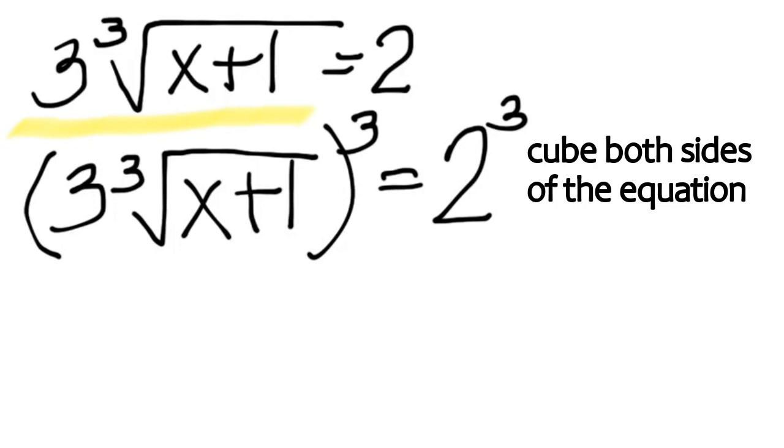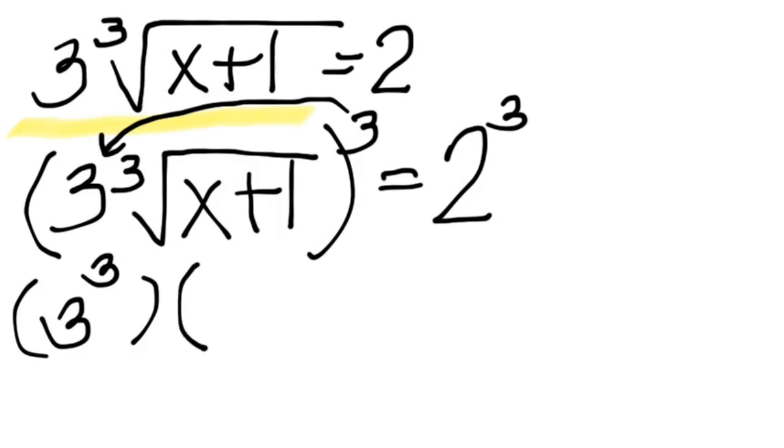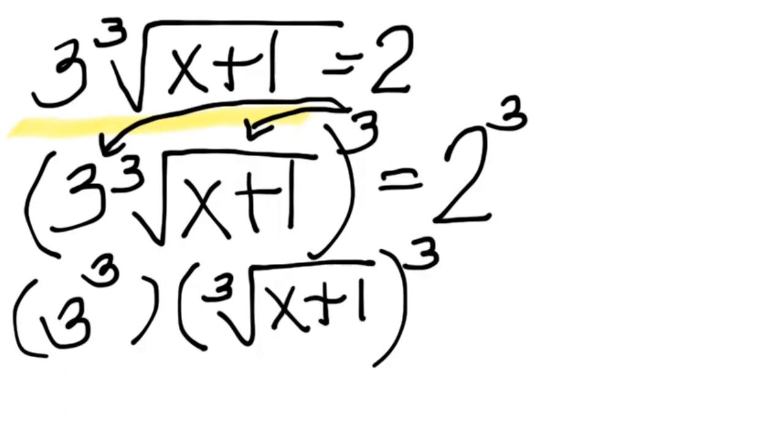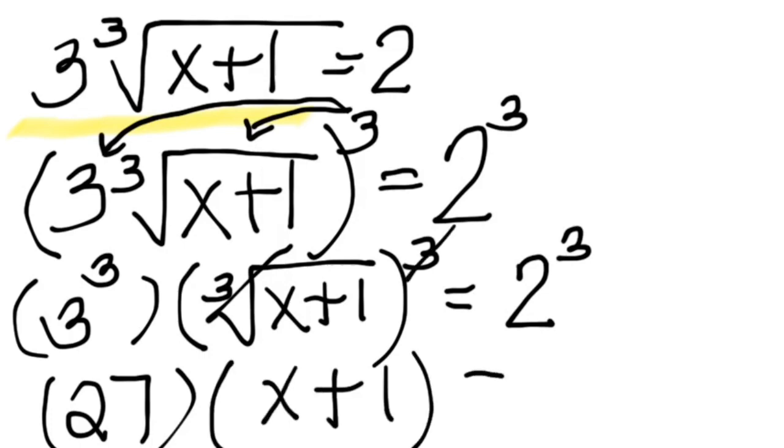So we're going to distribute 3 to those terms inside the parentheses. So we're going to have 3 cube times this term, which is cube root of x plus 1 raised to 3 is equal to 2 cube. Let us simplify. So we all know that 3 cube is 3 multiplied to itself 3 times. So 3 times 3 times 3, that would be 27 times cube root of x plus 1 raised to 3. So cancel it out. So we're going to have x plus 1 equals 2 cubes. So 2 times 2 times 2, that is 8.